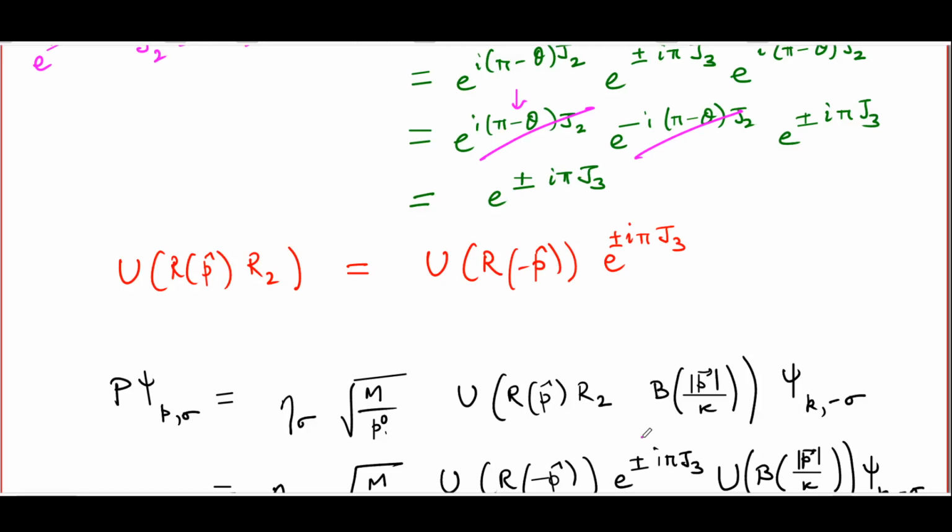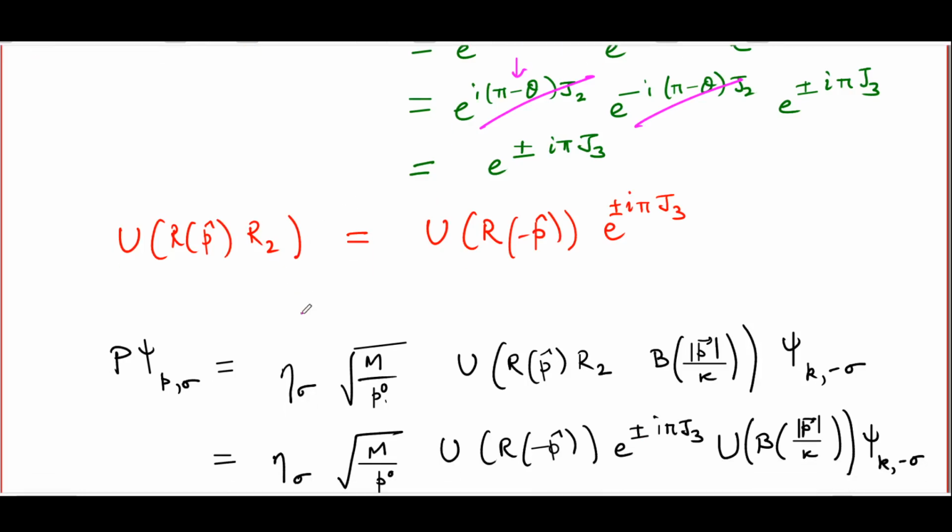Let's resume our discussion on what parity does to ψ(k,σ). Remember, what we had at this stage was this parity constant number, the eigenvalue η_σ, has come out. You have root over m by k0 or p0, whatever you want to call it. Then you have U(R(p hat)R2) times the boost acting on ψ(k,-σ). U(R(p hat)R2) is nothing but U(R(-p hat)) e^(±iπJ3).